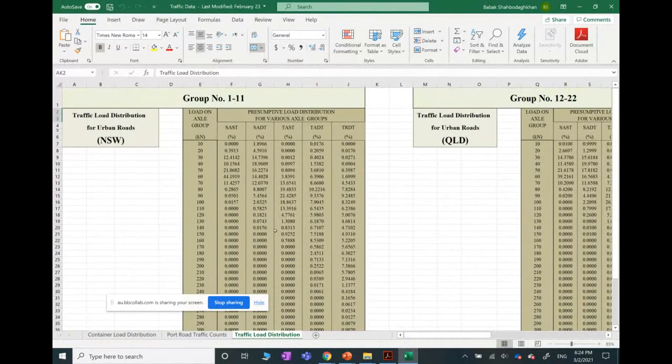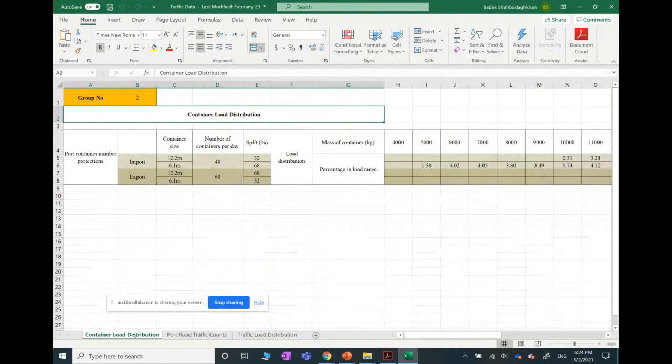This part is for existing traffic, right? For existing traffic, this is the current survey data that we have for one specific road. Now the thing we want to do is that since we are going to develop one port, we should expect that the traffic will increase for carrying the containers. So here is the information provided for the containers.